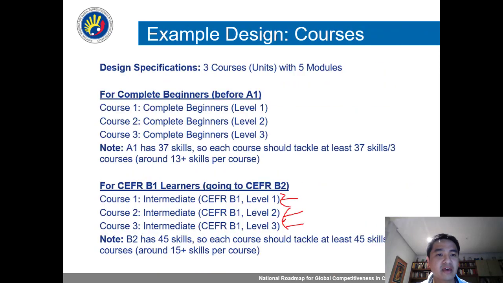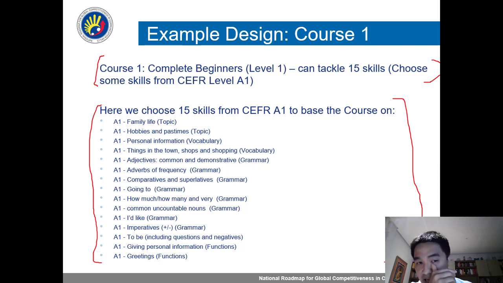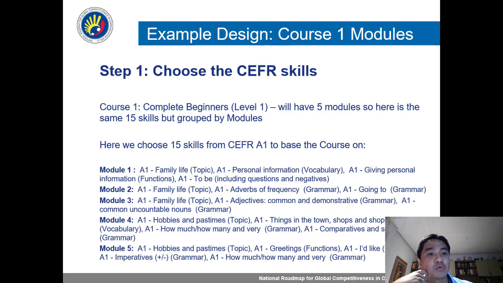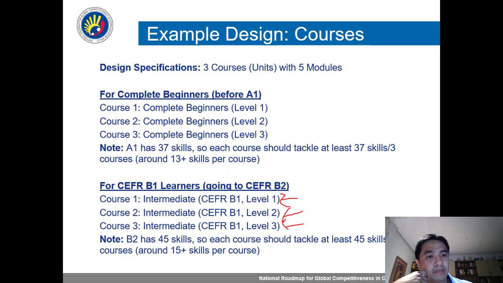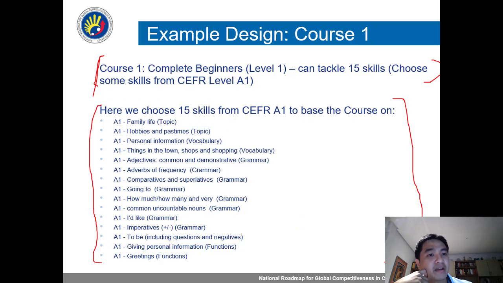So at least we know that for this course, the first thing to do is choose your 15 or 20 skills to base the course on. After I know what skills, we're going to write the 5 modules. So again, this is course number 1. I'll say in this course number 1, I will tackle these 15 skills from the E equals guide. So that's for the whole course.